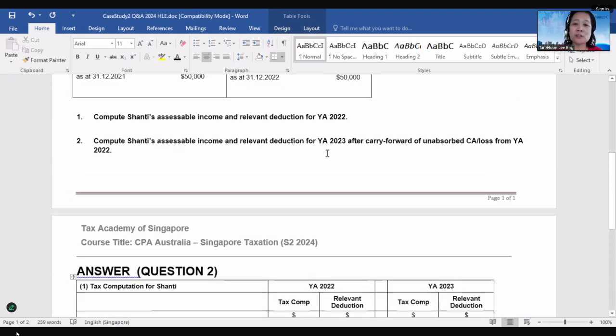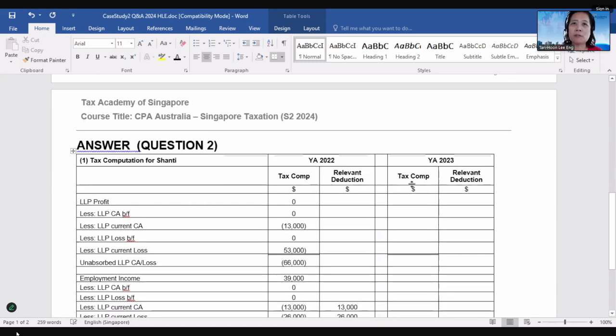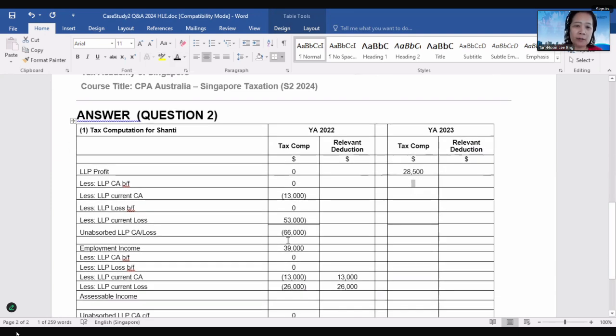Okay, now Shanti wants to carry forward. So for carry forward, again we plug in all the figures. Can you help me with it? It's a profit, right? Plug in the figures for me. What is the LLP? 28,500. 20,500. Okay, any carry forward here?